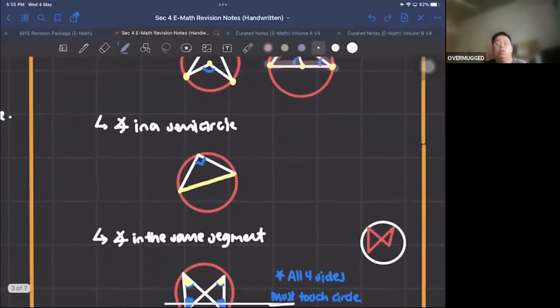Angles in a semicircle. Remember that if you're in a semicircle, whatever triangle you draw there will be 90 degrees. This one, you must remember, this line down here is very important. It must be the diameter of the circle, cannot be anything else. If the question never says so, you cannot assume. Be careful.